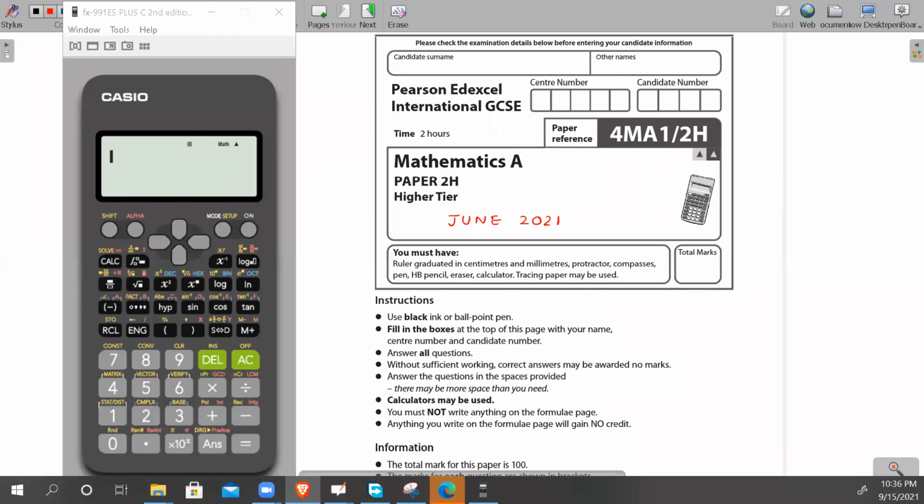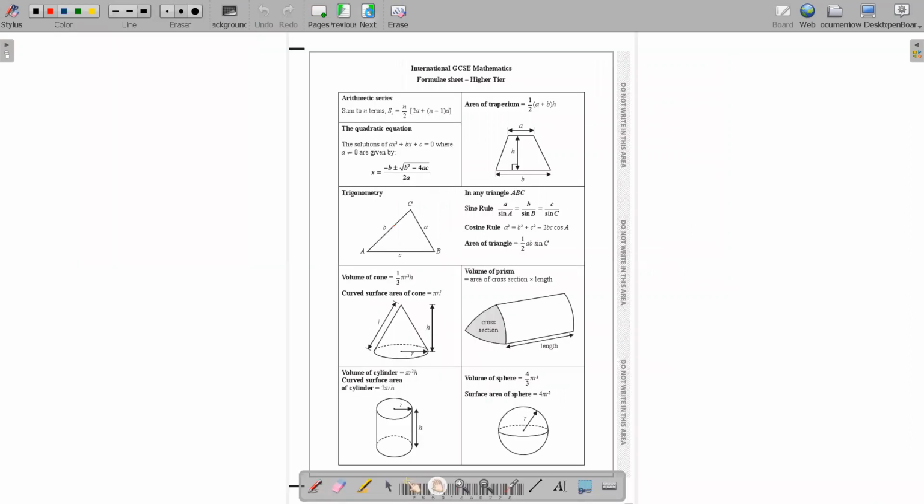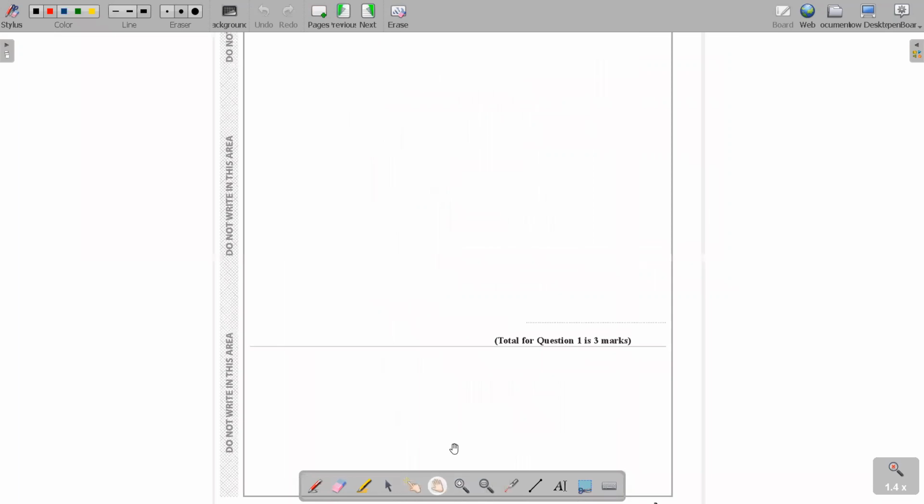Hi everyone. So today we will be discussing the IGCSE Mathematics A Paper 2H June 2021. Okay, so starting off with the first question.